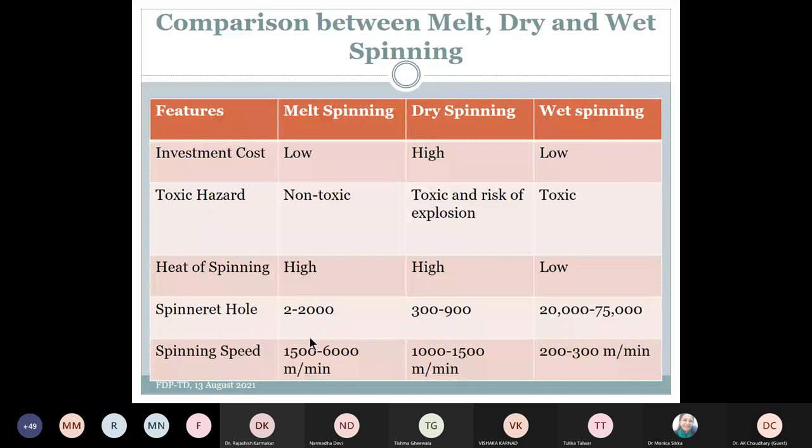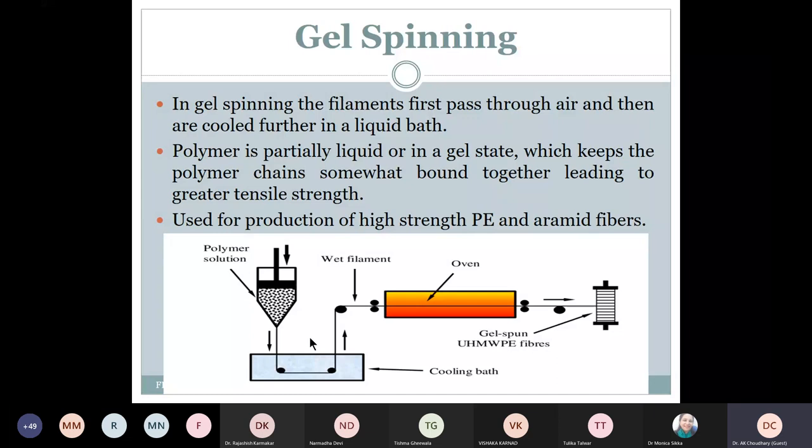So this is another one, gel spinning. The filaments first pass through the air and then are cooled further in the liquid bath, and the polymer is partially liquid or in the gel state, not purely in the liquid state or in the solid state. The gel state is just the intermediate between two states, which keeps the polymer chains somewhat bound together, leading to greater tensile strength. So for the production of high strength PE and aramid fibers, especially aramid fibers, we use this gel spinning technology.